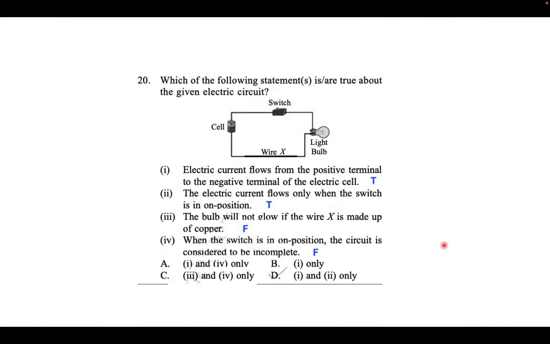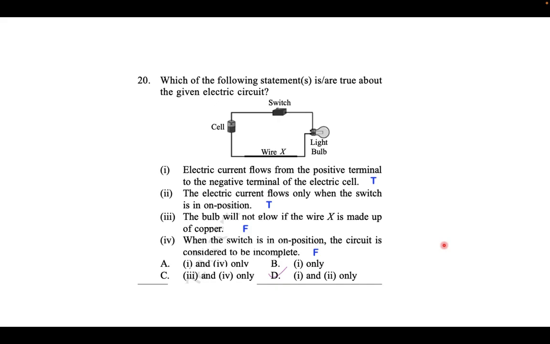Electrical current flows from the positive terminal to the negative terminal of the electrical cell. This is true. The electric current flows only when the switch is in the on position. This is true, as the circuit will only be complete when the switch is in the on position.